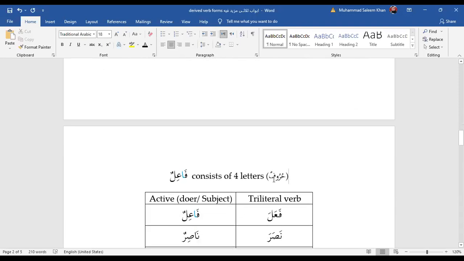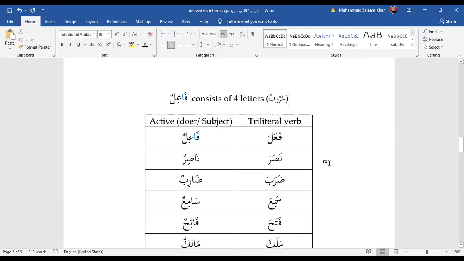All right. In the previous lesson, we learned how to make active particle, or how to make the subject or the doer. Al-fa'il, ismul fa'il. Ismul fa'il means the doer of the action, the one who is performing the action. And we have learned that the doer, from the triliteral verbs, the verbs that have 3 root letters, always consists of 4 letters. The doer always consists of how many letters? 4 letters. And it is very easy to make the doer from the base verb.